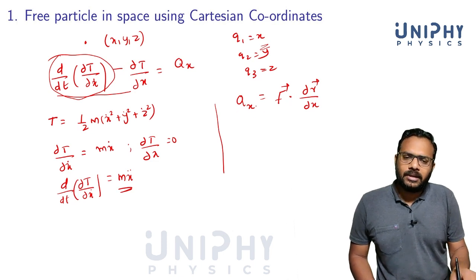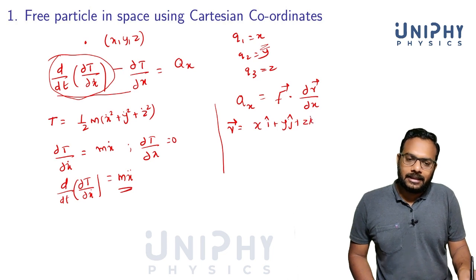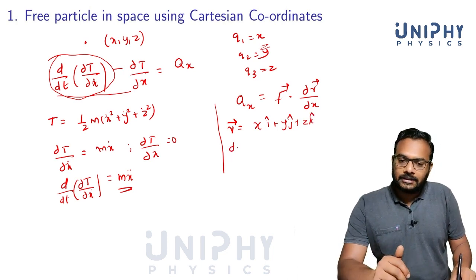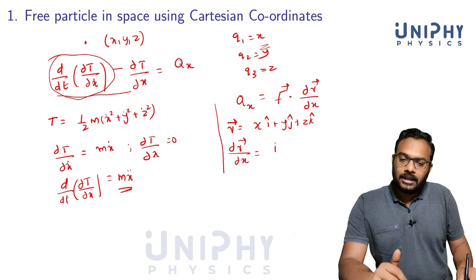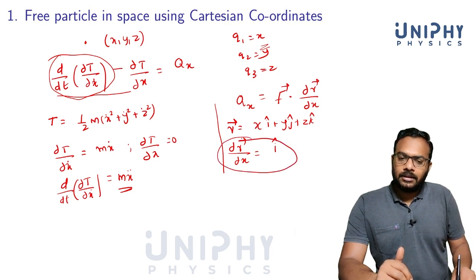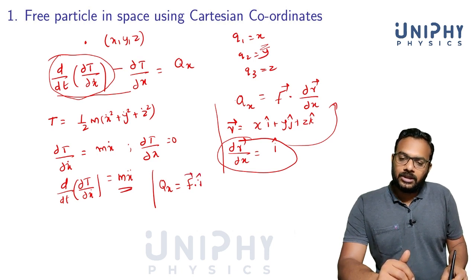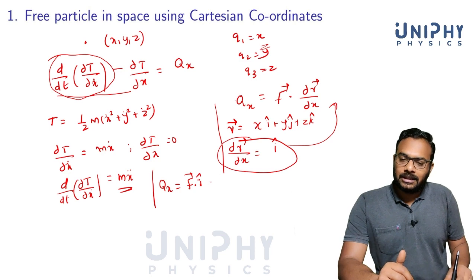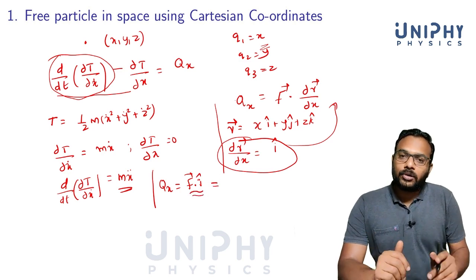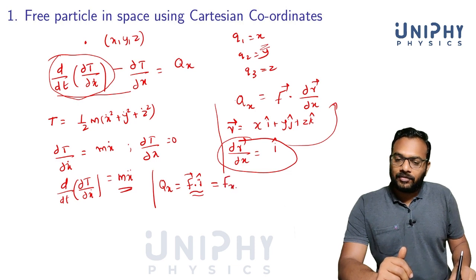Now what's ∂r vector by ∂x? What's r vector? r vector can be written as x i cap plus y j cap plus z k cap. So ∂r vector by ∂x is simply i cap. You substitute this back here, and you see that Qx is equal to F vector dot i cap. That's a unit vector along the x-axis, and this is nothing but the x component of the force vector. We can write it as Fx.